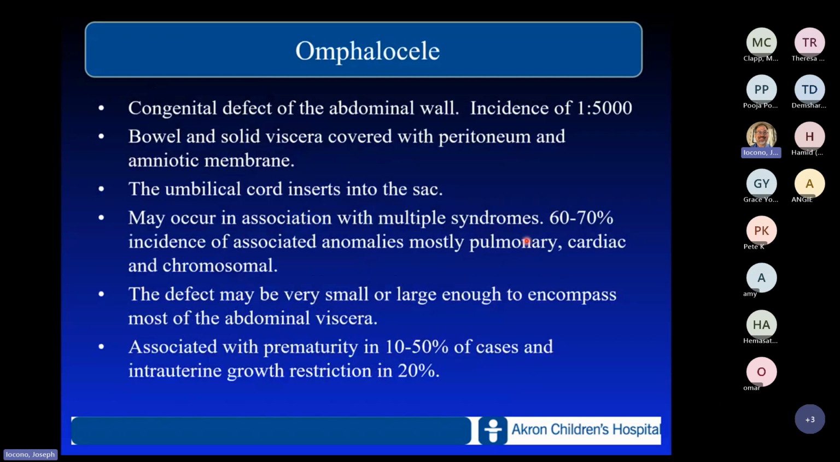Omphalocele is another congenital defect of the abdominal wall. It's lower incidence than gastroschisis. Bowel and viscera are covered by peritoneum. The umbilical cord inserts into the sac. It is likely associated with multiple syndromes. The most common things associated with this are cardiac anomalies and pulmonary hypoplasia.